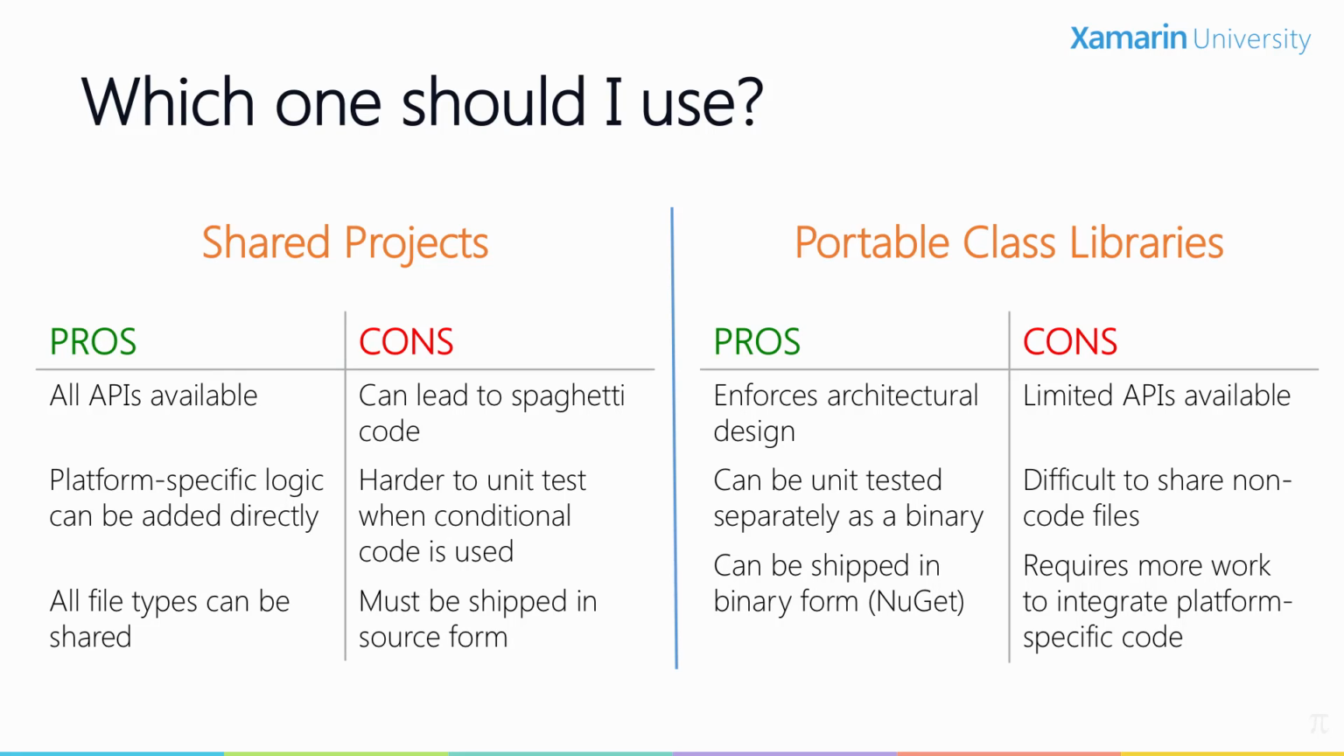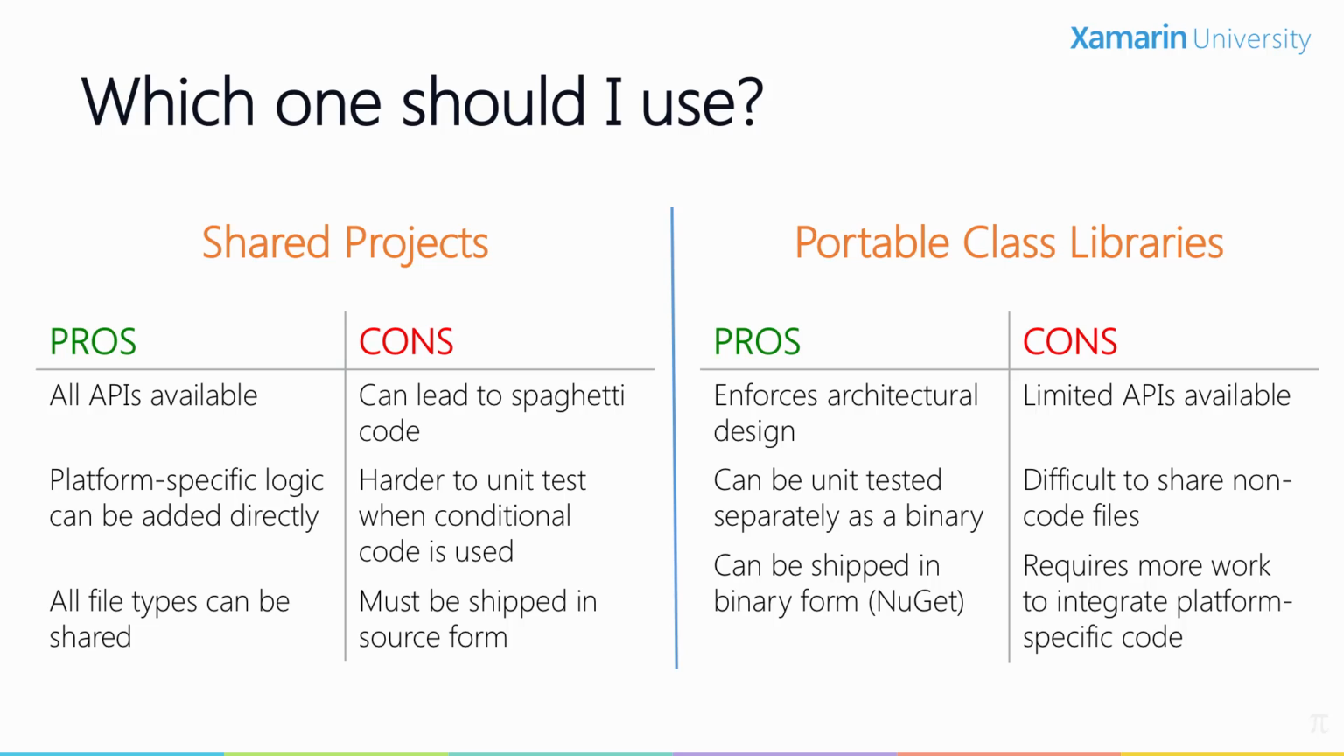So the question is now, which project would you or should you use? Shared projects, portable class libraries? And there is no clear answer. It depends a lot on personal preference, on your team preferences. Maybe it even depends on the project that you're working on. So for smaller apps with smaller dev teams, where you have all the projects loaded into a single solution, and maybe you intend to update them all simultaneously, then I'd say a shared project makes a lot of sense.